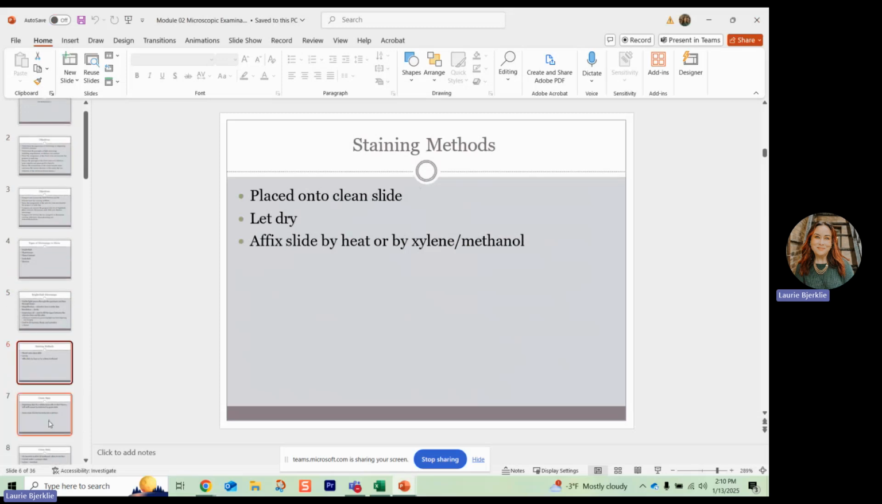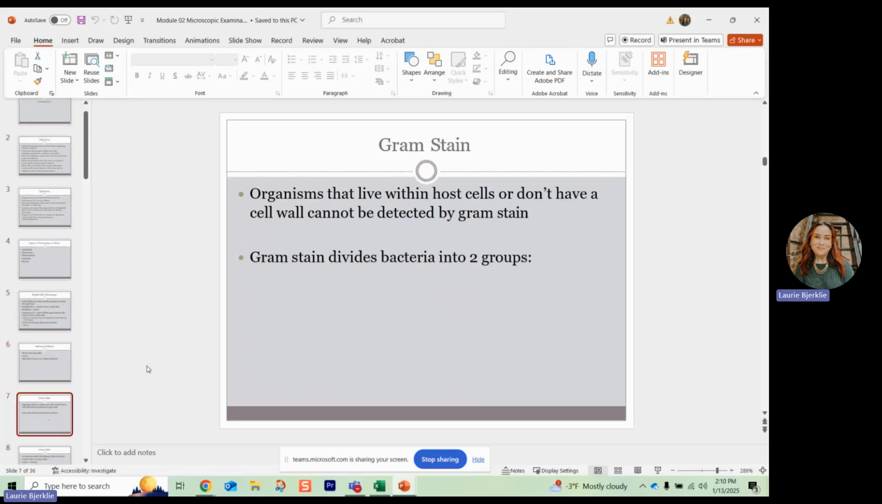So once you fix it by heat, then you can get into the actual staining process. Gram stain, again, is the stain that we pretty much use every day, day in and day out, in the real world and in our student lab.